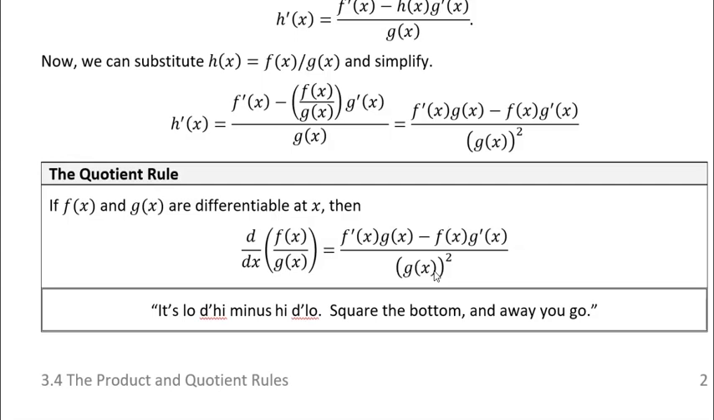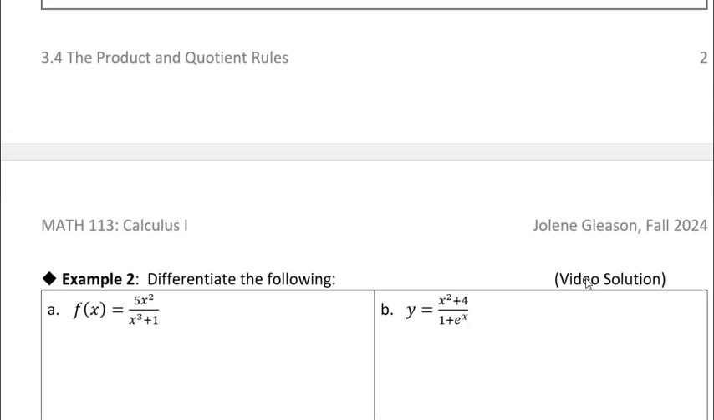All right. So that's what goes on in my mind when I do the quotient rule. I just have that little rhyme in my head. But you have to remember that it's low d high. Low comes first, minus high d low. All right, so it just takes practice.